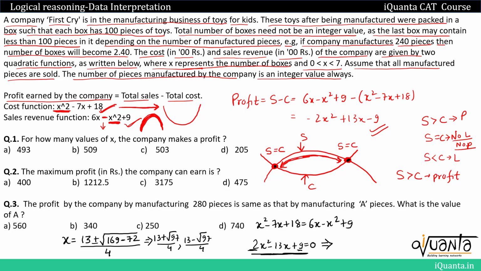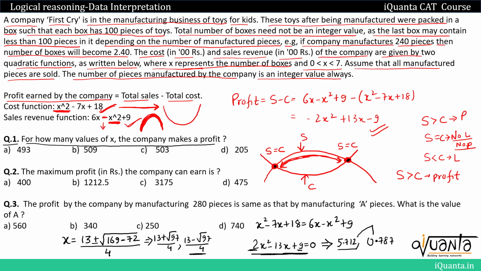So one value of x satisfying the equation will be 13 plus root 97 by 4, which comes out as 5.712. The other value is 13 minus root 97 by 4, which comes out as 0.787. You can solve this yourself. So these are the values of x for which we have no loss, no profit. We know that x represents the number of boxes, but in the first question, if we carefully look, we have to find out for how many values of x the company makes a profit.